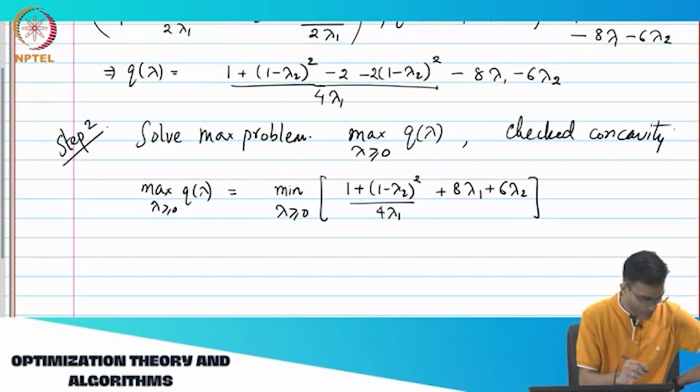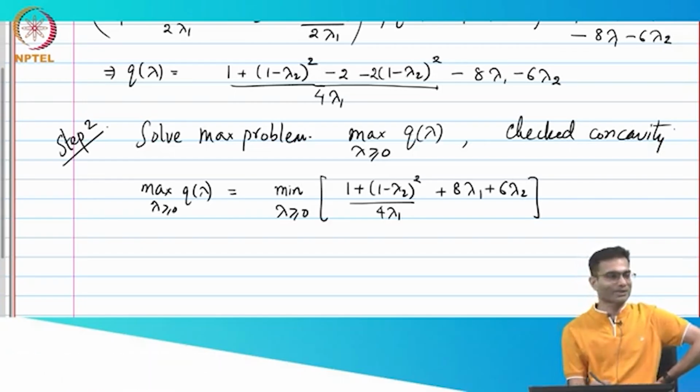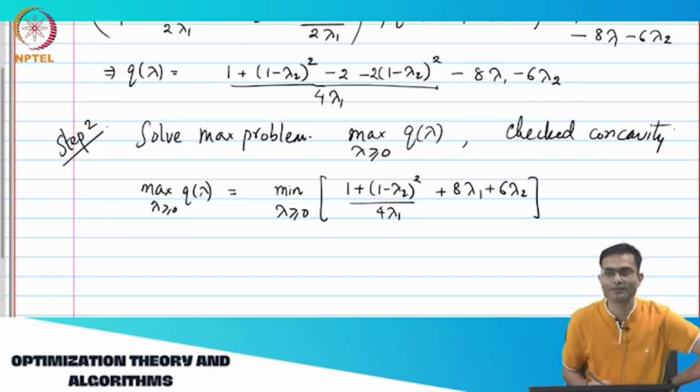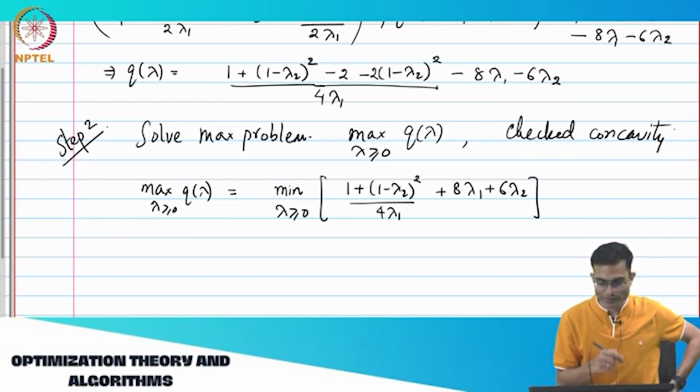So I need to minimize this. Now, this looks like a slightly messy problem, right? Why? Because lambda 1 is in the denominator also, it's not a very nice function. So this is where having a little bit more patience is required in working with the dual problem. How will I solve this?